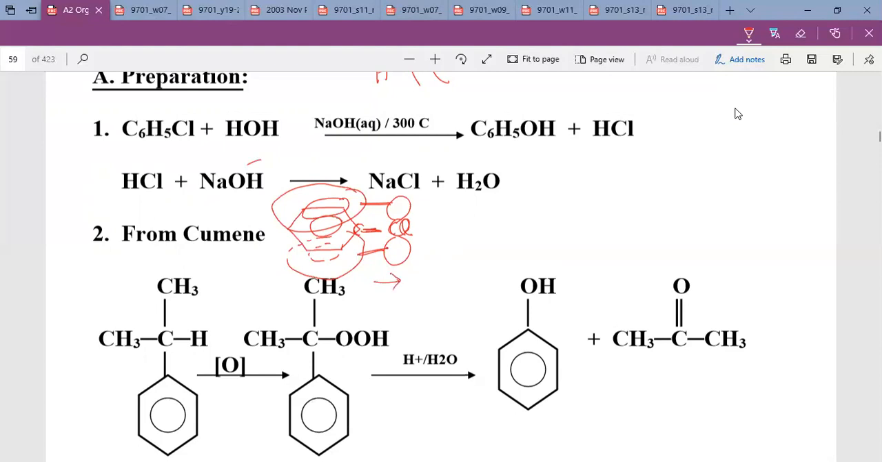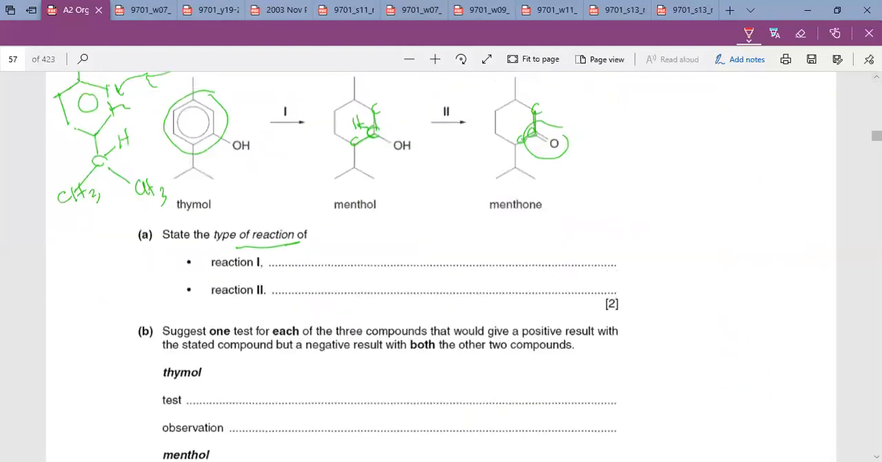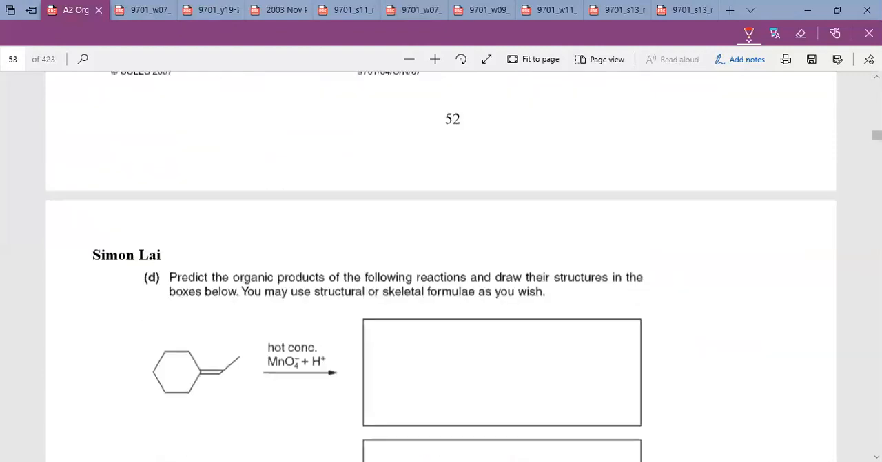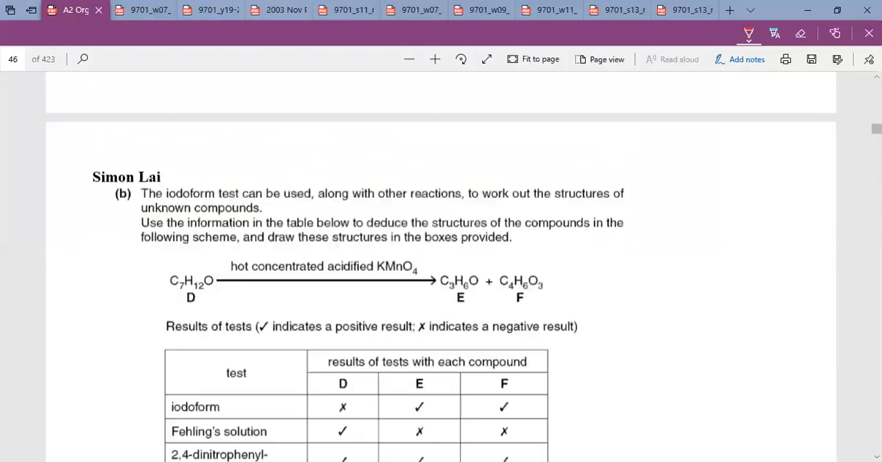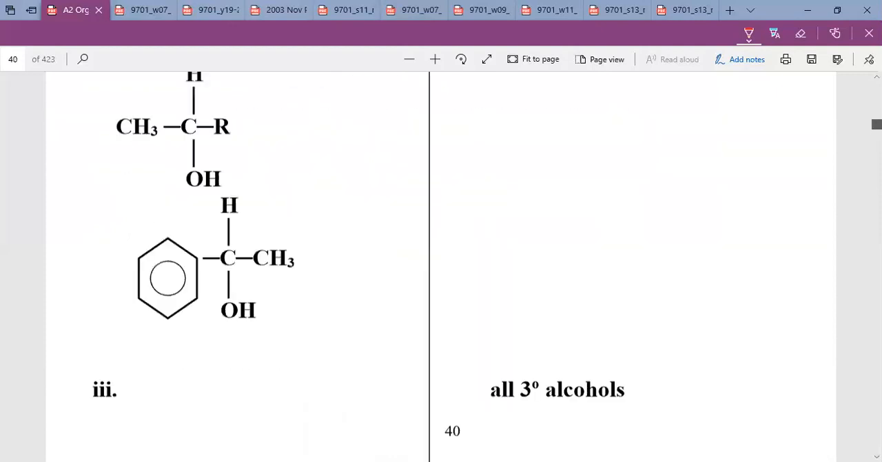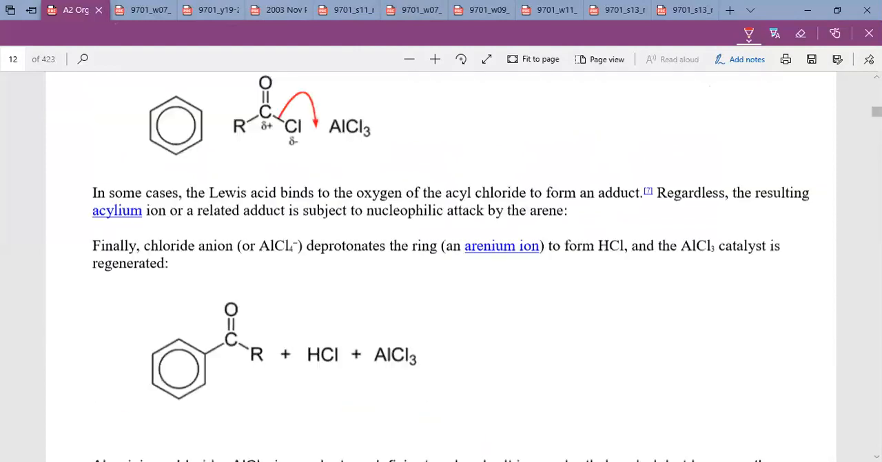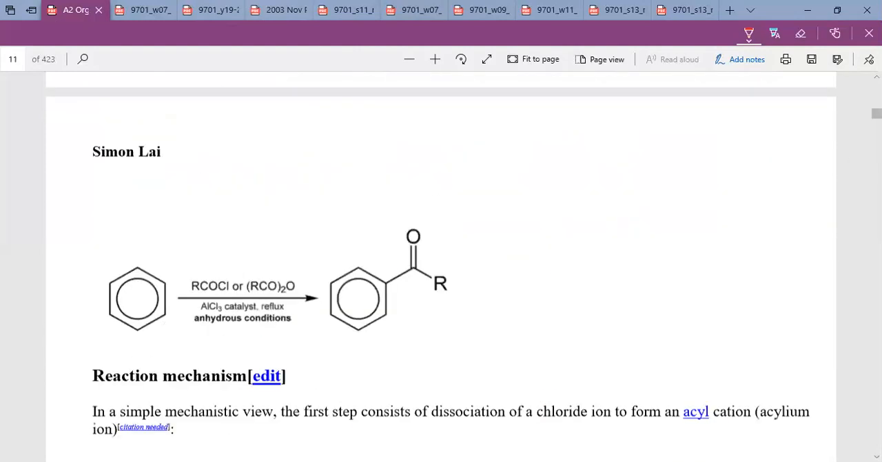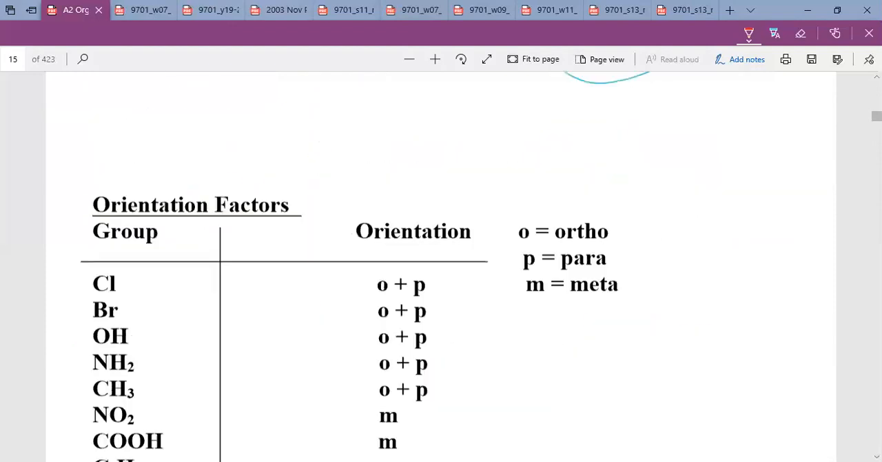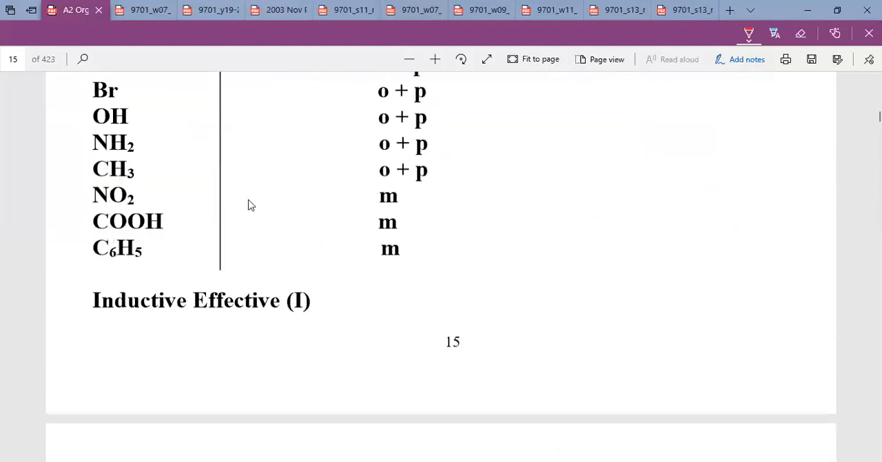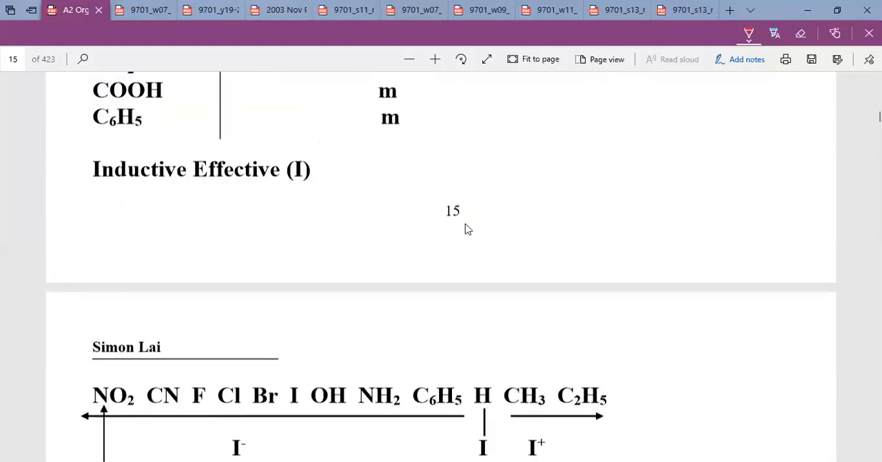That means it will pull electrons. One more thing I forgot: the inductive effect. I should talk more about it. Don't worry, it's not rocket science. Remember, with orientation groups, there is this thing called the inductive effect. This term is used often, and you will see it later.